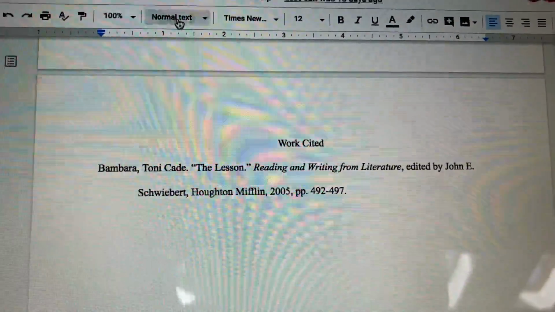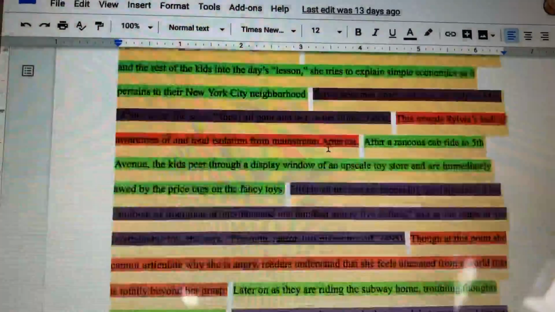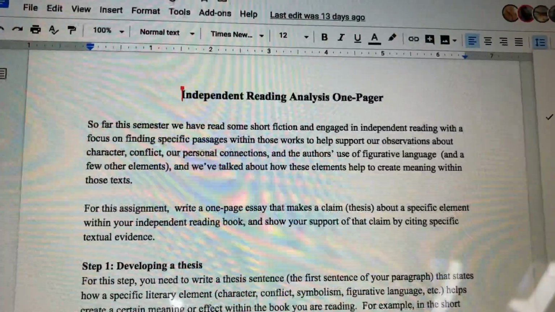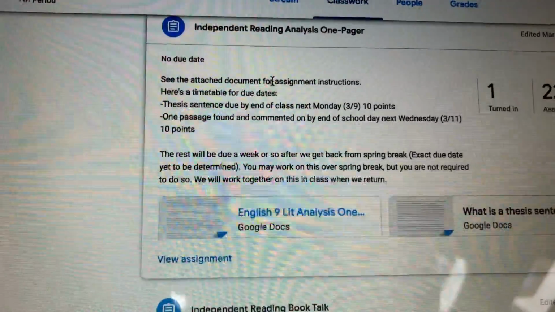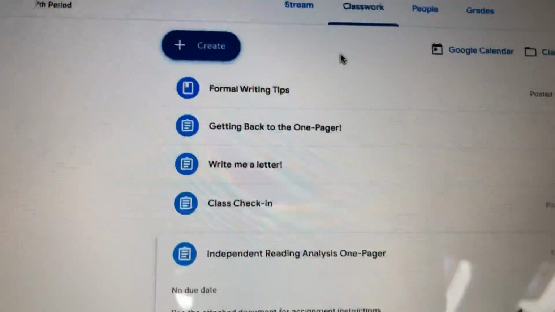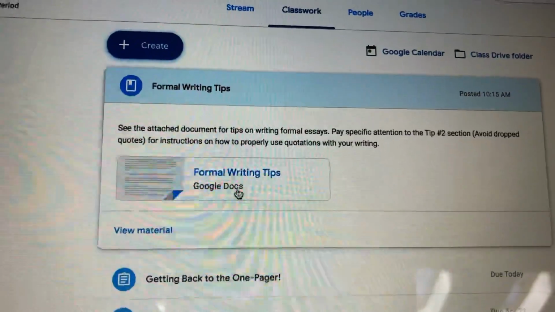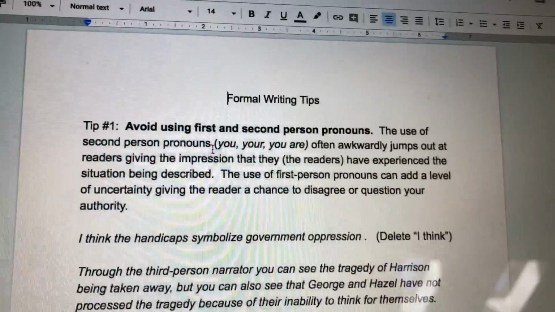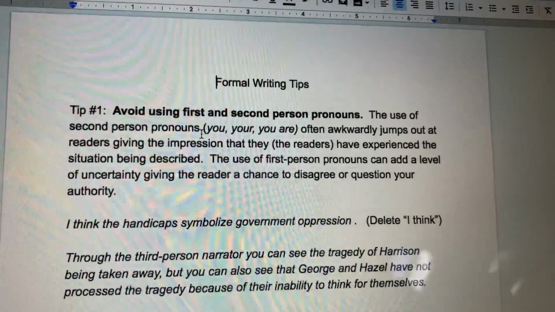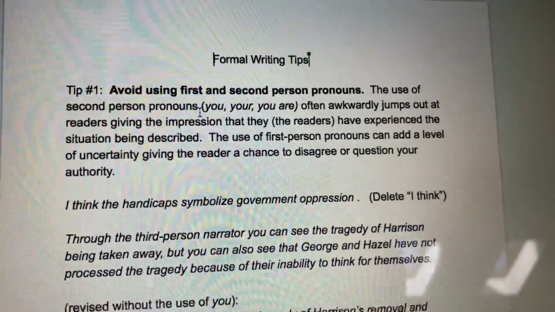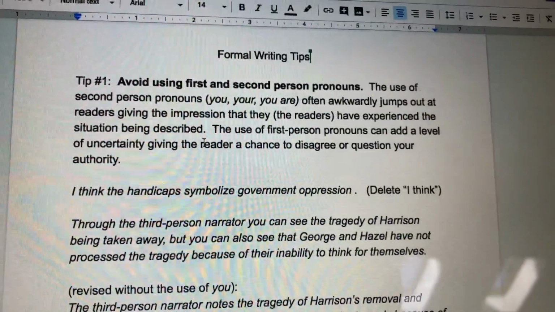Okay. So there's that assignment. Again, please take the time to read it. Look at my samples because I think they'll help you. All right. And then finally, another thing that I wanted to point out to you guys is up here today earlier, I posted a formal writing tips page. And basically, when you're writing a formal analytical essay, this gives some tips on some things that you should do.